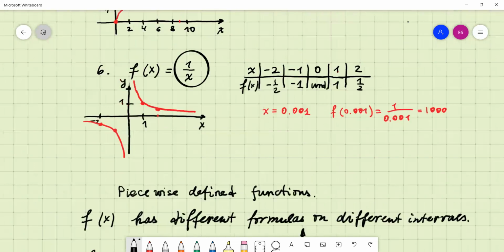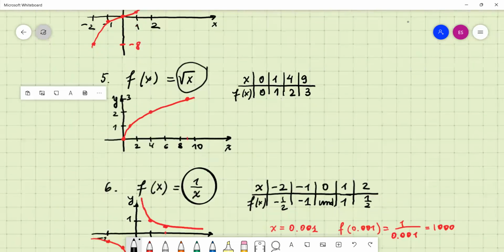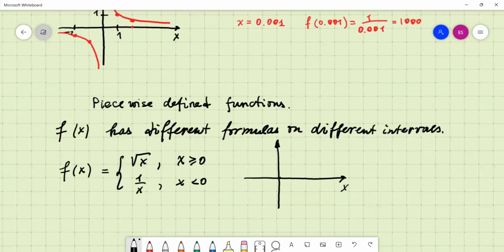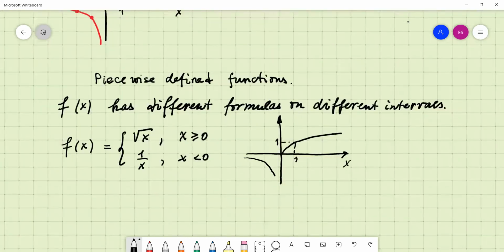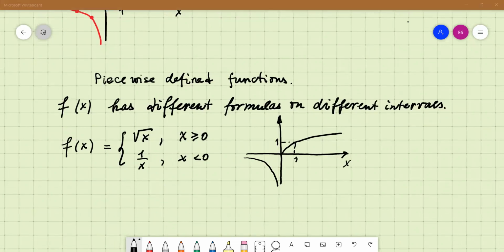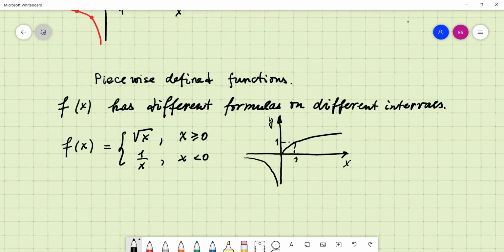Let's scroll up and see how the square root of x looks. Looks like this, okay? So I'm going to graph where x is greater than 0. My function is going to look like this. I'm going to label over here 1 and 1. What happens when x is less than 0? Over here, the negative axis. It's 1 over x. 1 over x looks like this, a hyperbola. And it can happen in life too. So actually, this is a typical piecewise defined function. Different pictures on different intervals and different formulas.